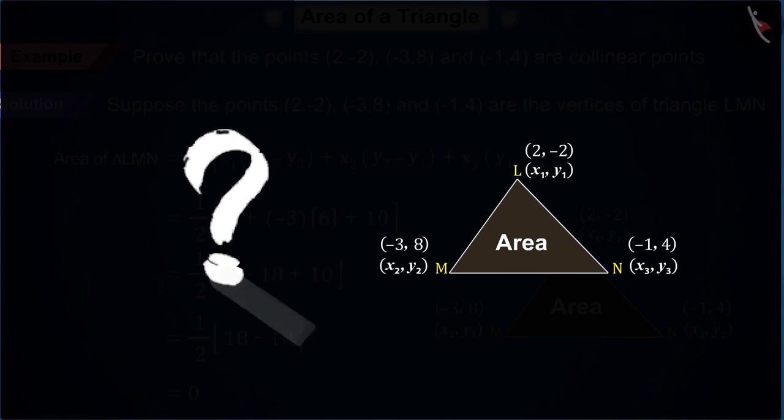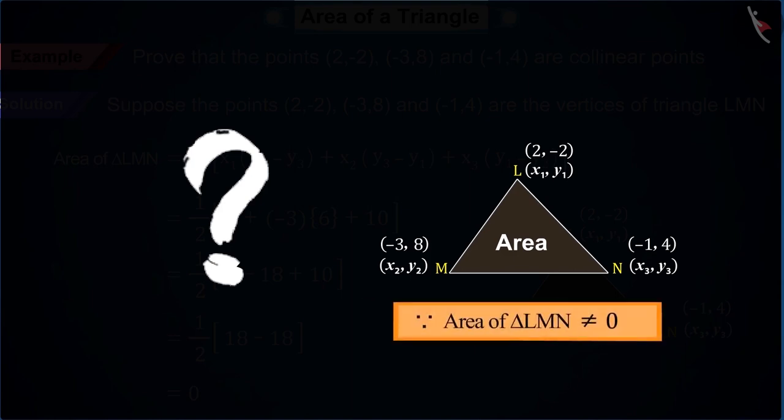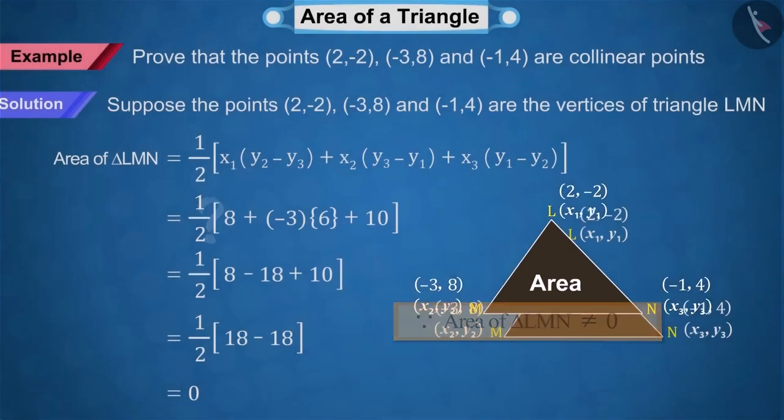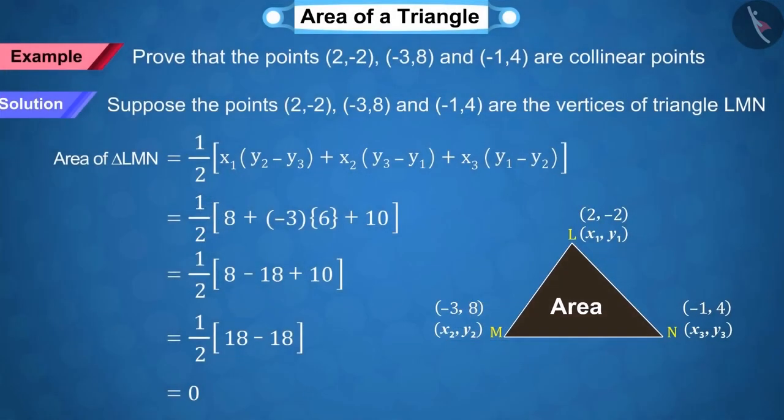Can the area of any triangle be 0? No, the area of any closed figure cannot be 0. And if the area is 0, then we can say that it does not become a figure. So we can say that our assumption that the given points are the vertices of a triangle is wrong.